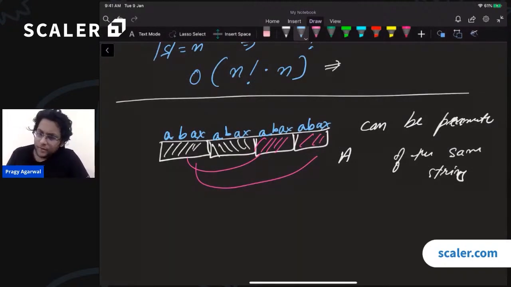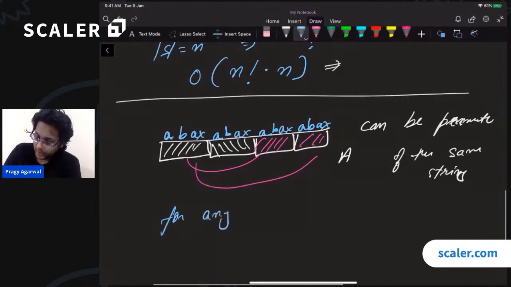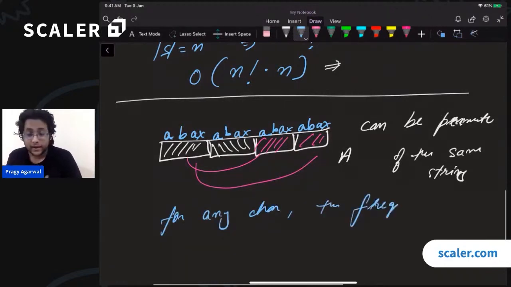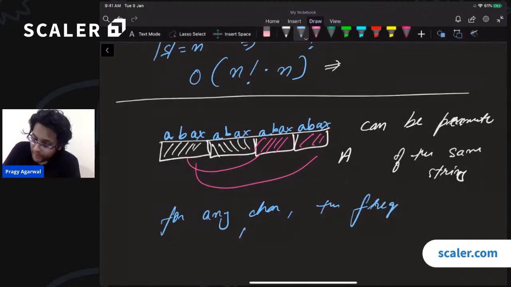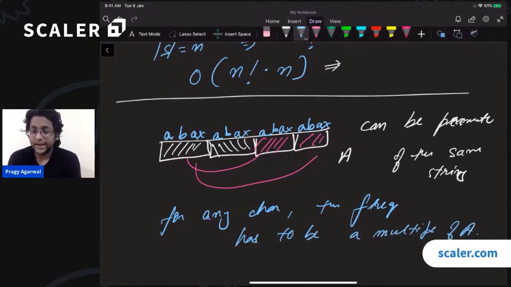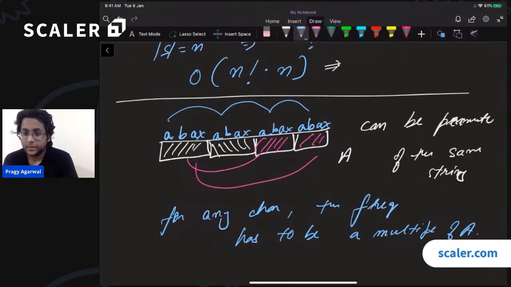So what can we basically say from this? We can see that for any character, the frequency of that character, or the number of times that character occurs in the original string, has to be a multiple of A. Why so? Because if it is not a multiple of A, then you will not be able to make A different copies of it. You have to make A different copies of that same character to repeat that string. So the frequency has to be a multiple of it.